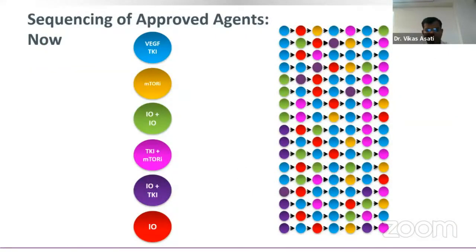As far as sequencing is concerned, I think we are still learning, and with more data coming in, we will know how to use the drugs one after the other. But one thing which is very clear is that in the first line setting, the combination of immunotherapy with either TKI or IO, especially in intermediate or high risk patients, is the way to go if my patient can afford.